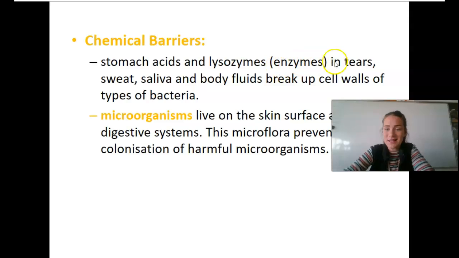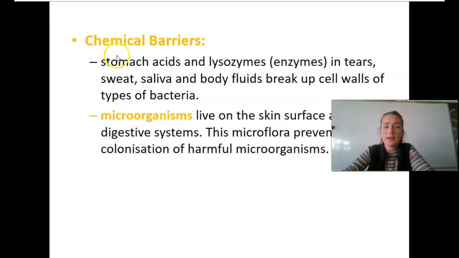Lysozymes are present in things like tears, sweat, and saliva. And we've already talked about tears as being a physical barrier. Well, it turns out they contain these enzymes, which makes them a chemical barrier as well. Although if you're going to talk about tears as being a chemical barrier, then make sure you refer to the enzymes that are contained in them, these lysozymes.